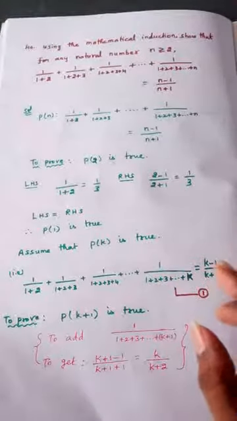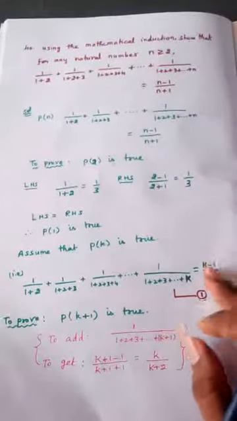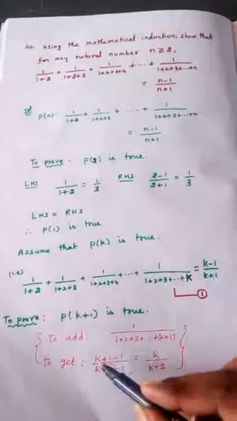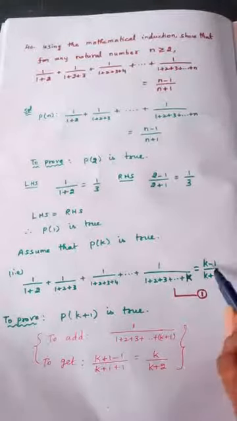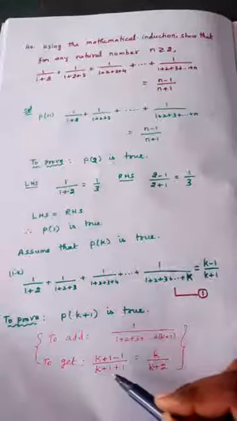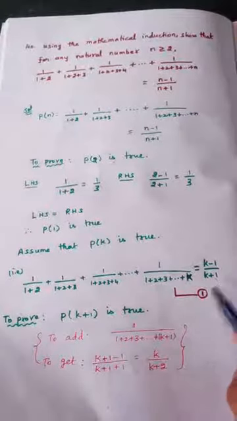After adding, what is the answer that we should get in the RHS? How to find out that? Just in RHS, you put, instead of k, you put k plus 1 and then this minus 1. Even in the denominator, in place of k, you put k plus 1, then plus 1.